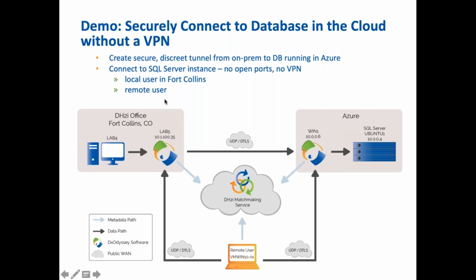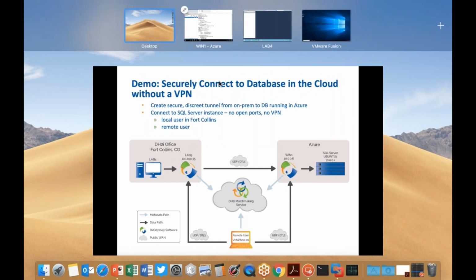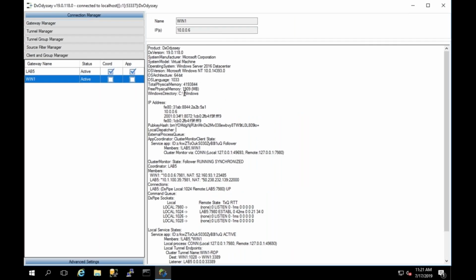One, the local user that is just sitting in that DH2I office. So Lab 4 is going to connect to Lab 5 and then access that workload. And then finally, we'll show connecting via DxConnect on this remote user that could be anywhere. Okay, so let's jump over to this Win1 machine, which is our gateway in Azure. I'll just click on that.